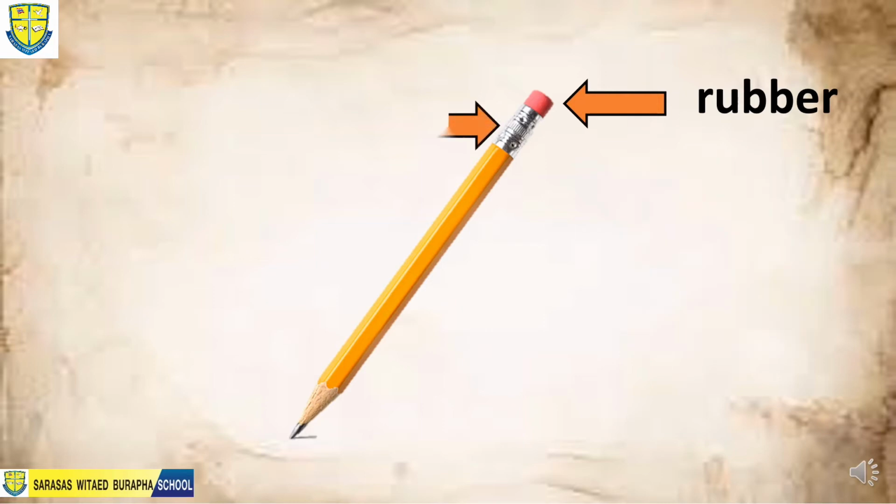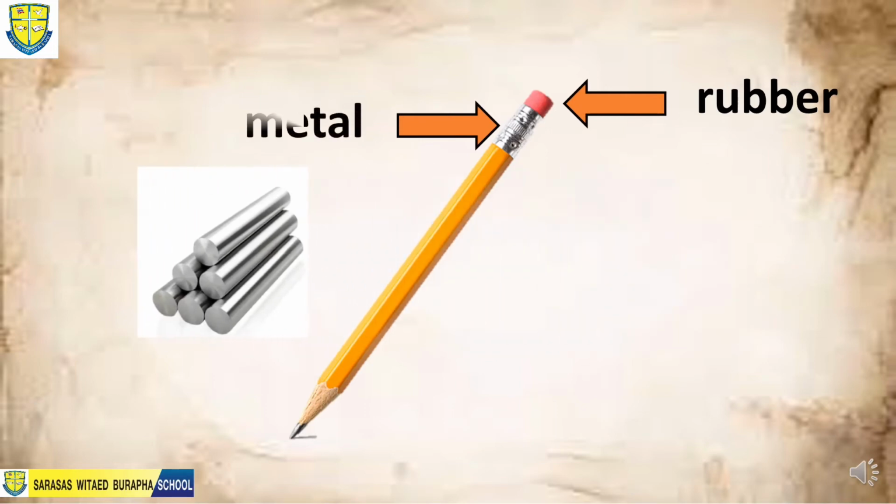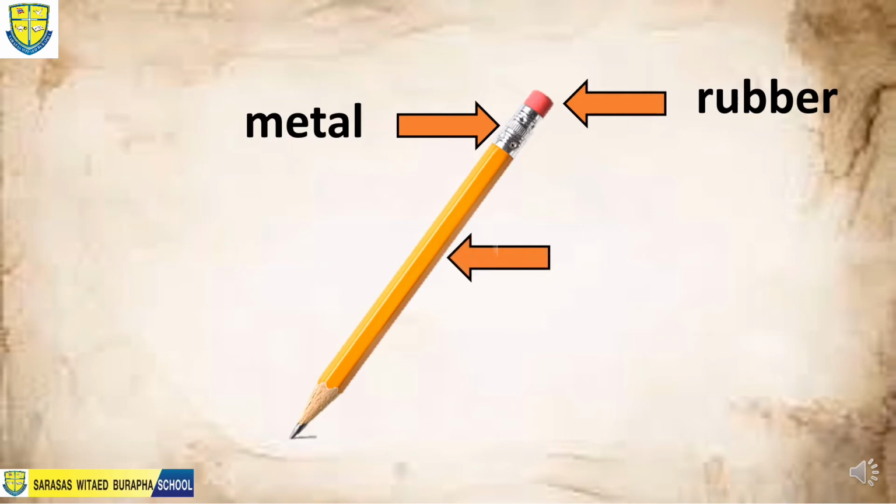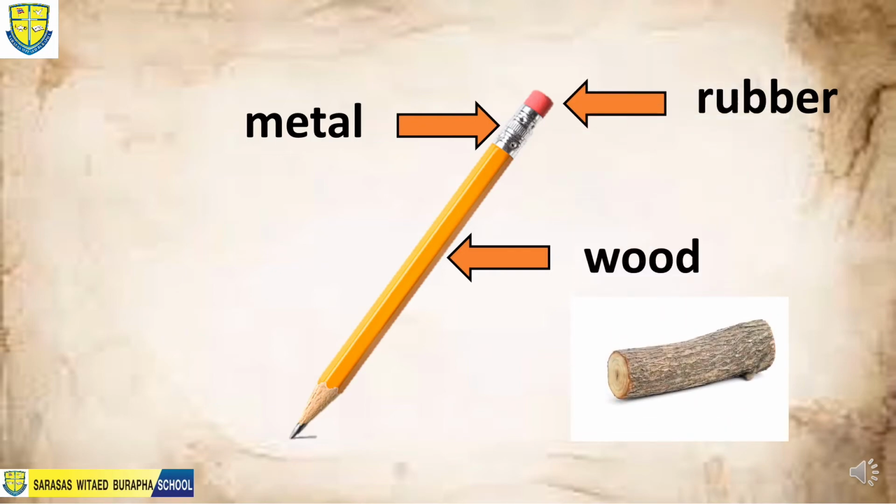Now, let's proceed with this part of the pencil. This part of the pencil is made up of what material? If your answer is metal, your answer is correct. Great job. Now, let's proceed with the body of the pencil. Do you know what material the body of the pencil is made of? Any guess? If your answer is wood, your answer is correct. Great job.